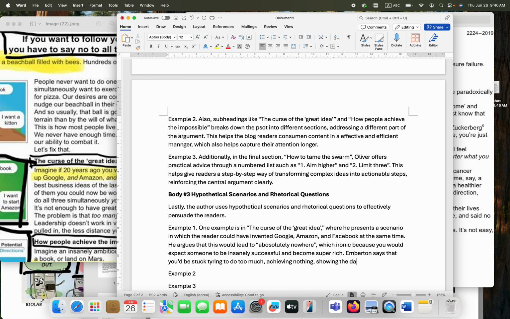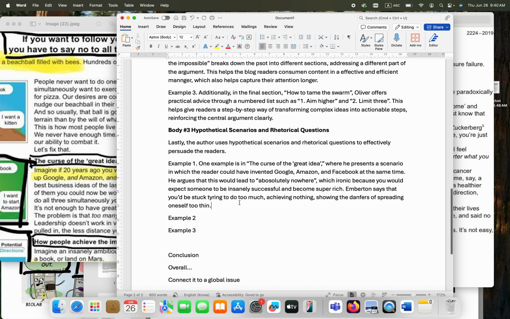Showing the dangers of spreading oneself too thin. Alright. I think this is good. And then example 2.